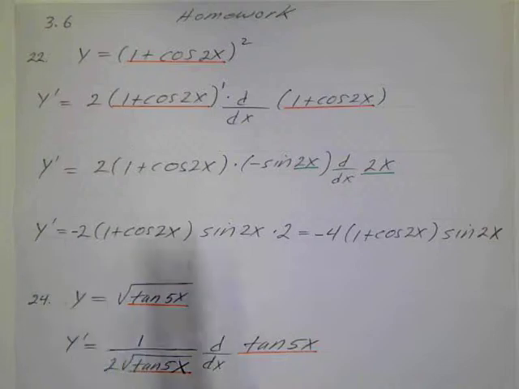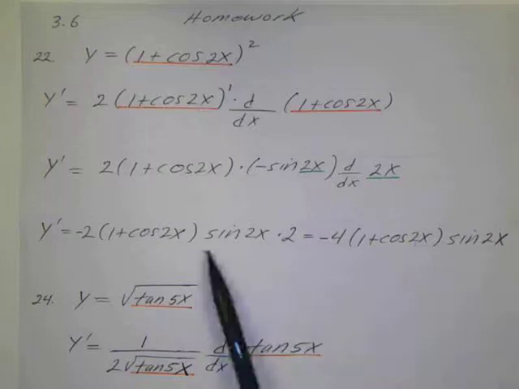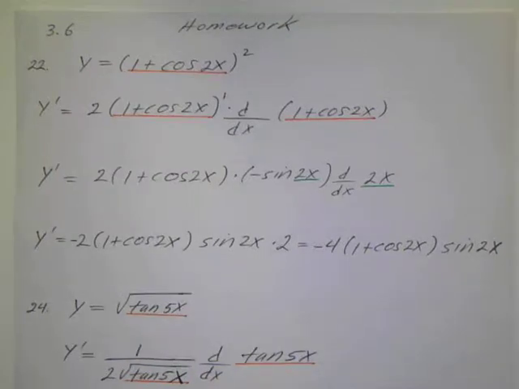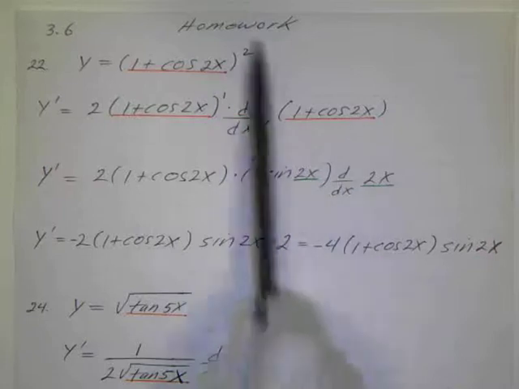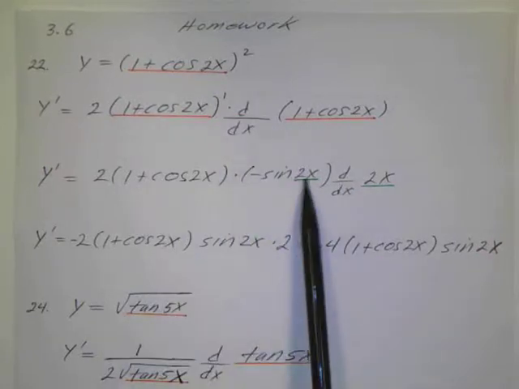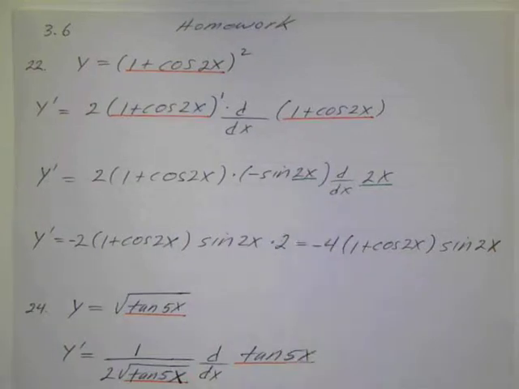And we already had negative 2 in front, so we can put the 2 times 2 as negative 4, so that's what we have: negative 4 times (1 plus the cosine of 2x) times the sine of 2x. So that was pretty straightforward, I hope. But again, we are applying the chain rule twice. This was the inside part for the first function, and then this is the inside part for the second function. Actually, that's the derivative of the inside function, or the first inside function. Okay, I hope that is clear.